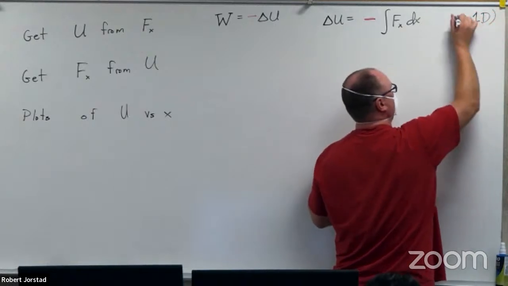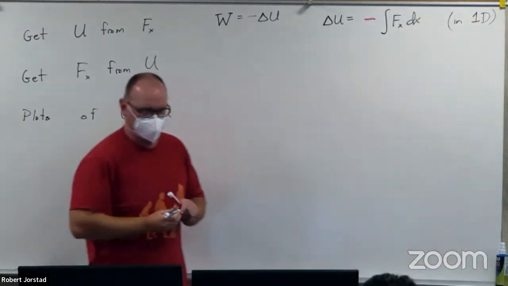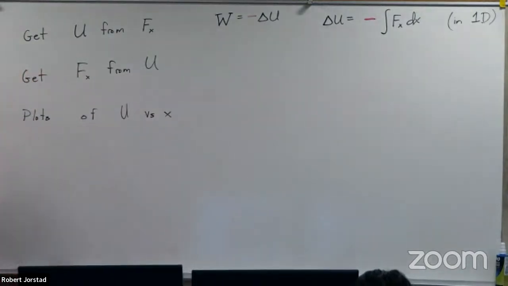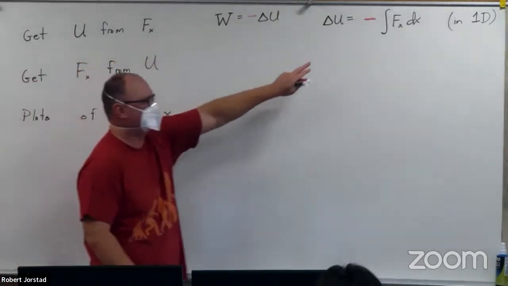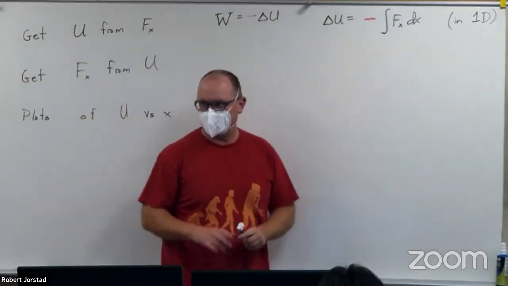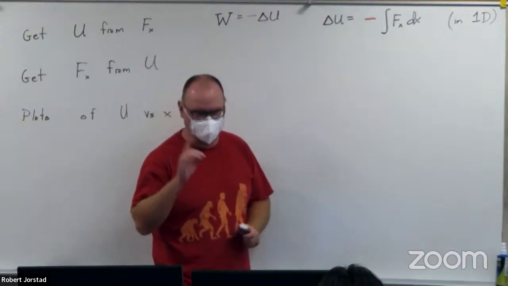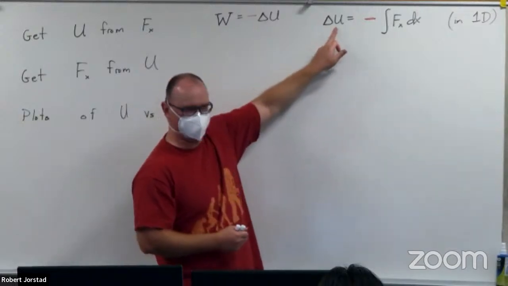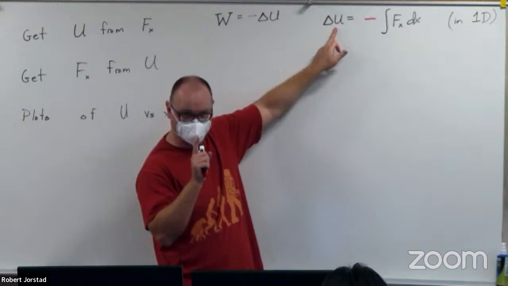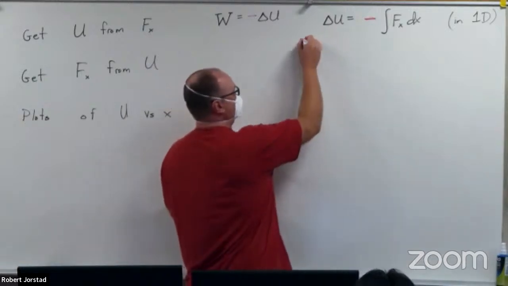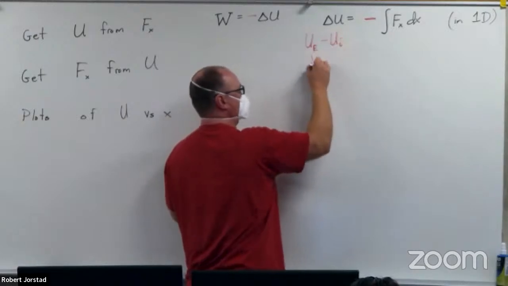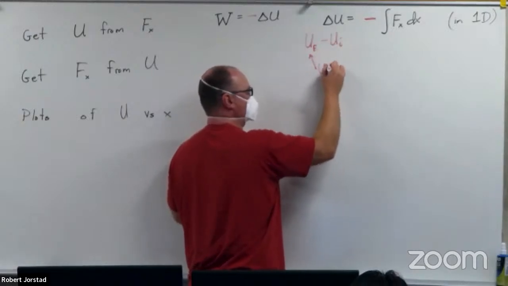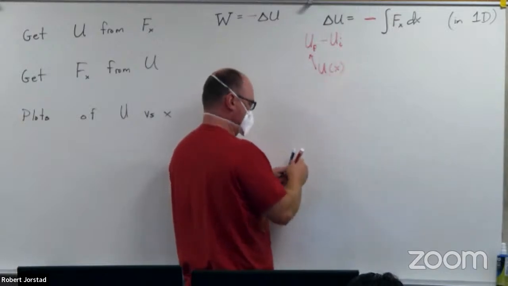We're going to restrict ourselves to one-dimensional problems for this type of work. And so if I'm trying to get U from f of x, I can do this integral. But watch out. Look carefully. This is not U. It's delta U. So we have to remember this is U final minus U initial. This is going to be U as a function of x.